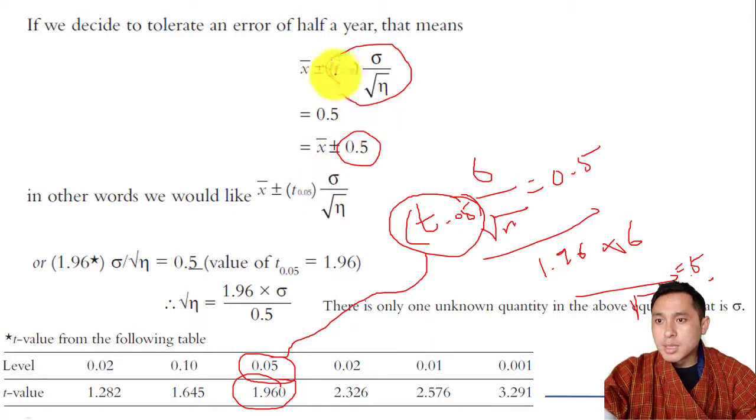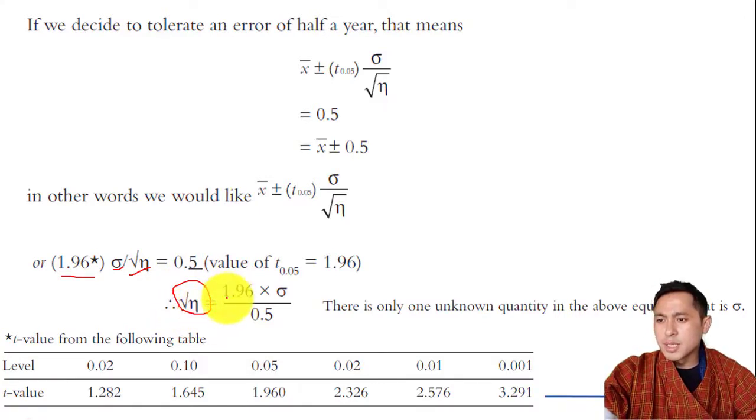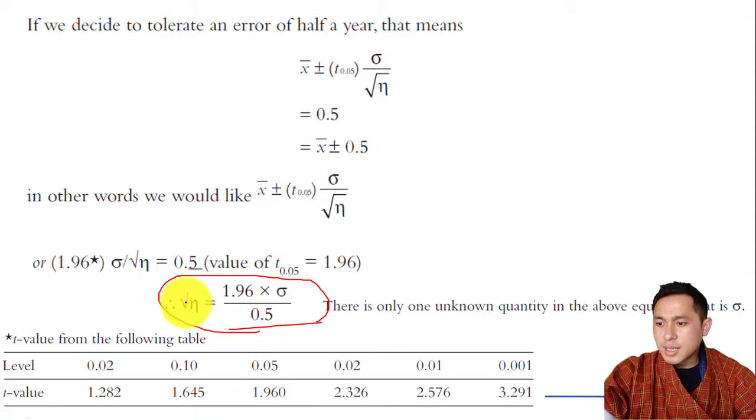We're just playing with these two things. We just forgot these things, the sample mean and all. So we're just replacing 1.96 into sigma divided by the square root of sample size equal to 0.5. Then if you bring the square root of sample size over here, we are left with 1.96 into sigma divided by this 0.5 that we took over here. So this is how we find it out, and this we can solve.